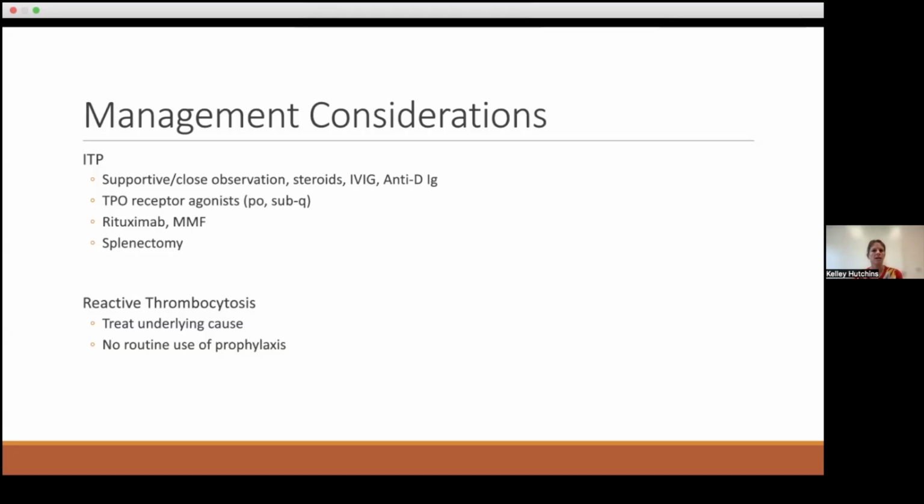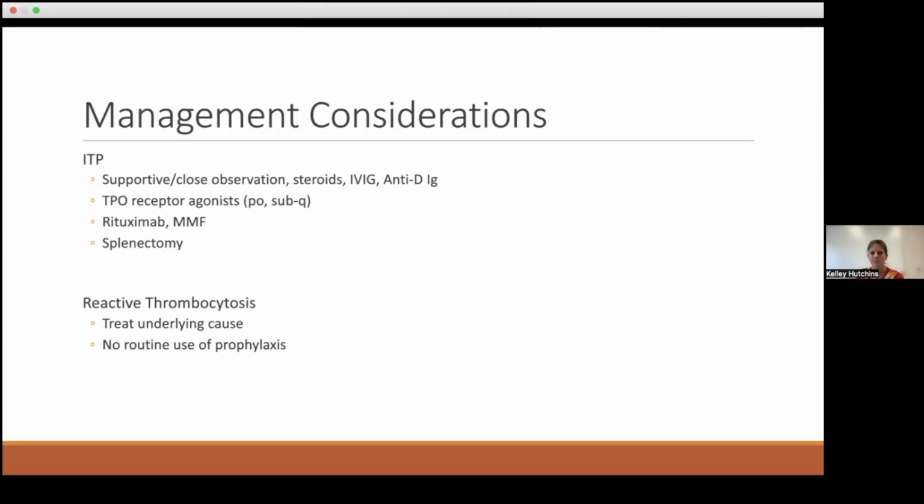Falling lower on the list are other things like rituximab. So this is your CD20 targeting agent. So it's basically depleting the B cells, which are making these antibodies that are attacking the platelets. But again, one of the further down the line medications that we would use.